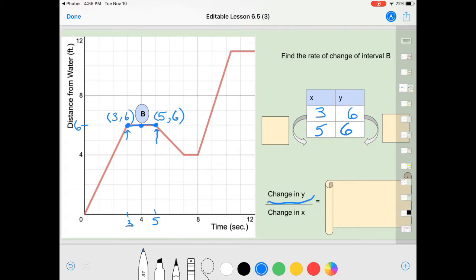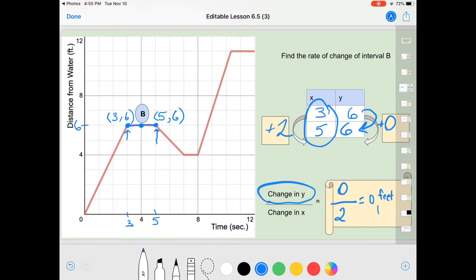So the change in the y values, to get from 6 to 6, we have to add 0. The change in the x values, to get from 3 to 5, we have to add 2. So our rate of change, 0 divided by 2, is 0 feet per second. So at that interval, the turtle is not moving at all.